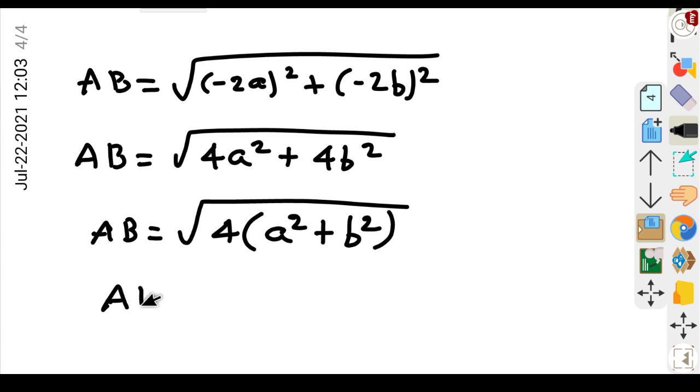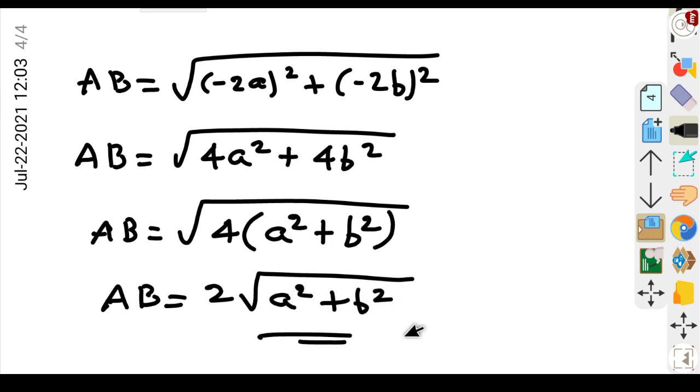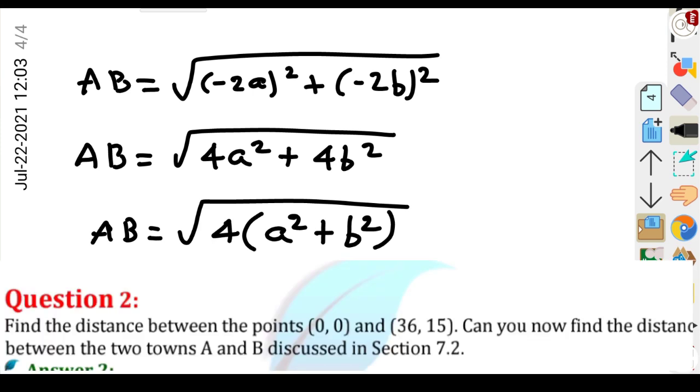Now AB equals, the square root of 4 is 2, so I am taking the 2 outside, so 2, the remaining is square root of a square plus b square. Now this is the answer for the third question in the first main. Okay, now we'll move on to the next question, the second question, children.